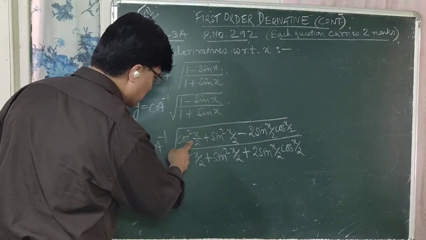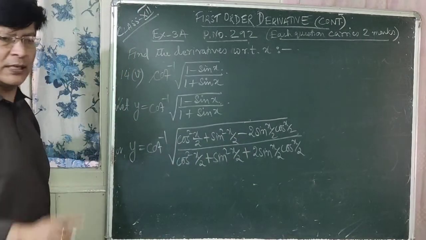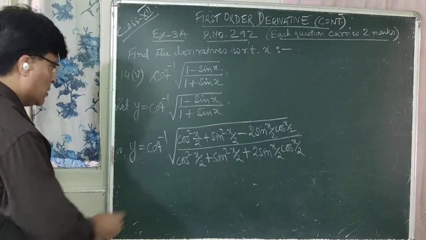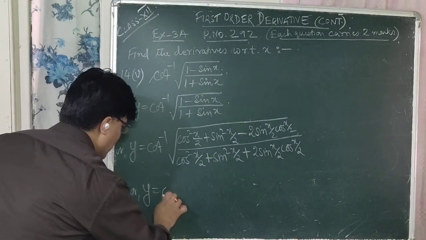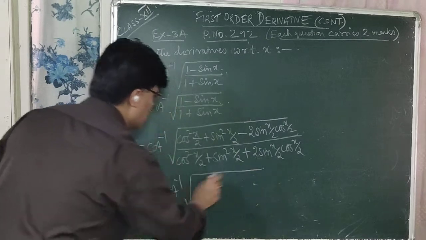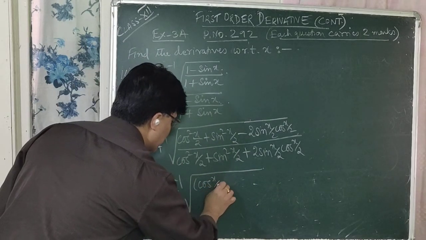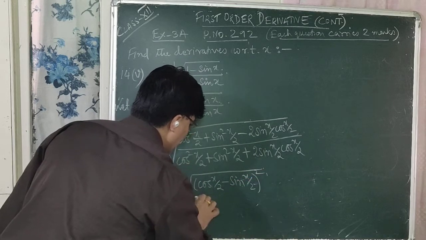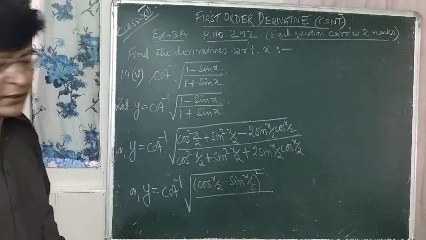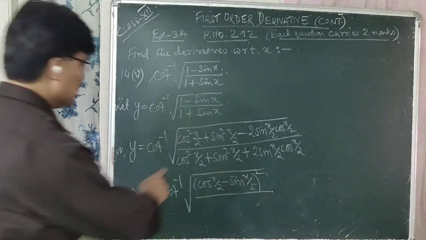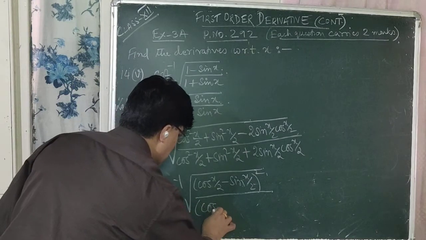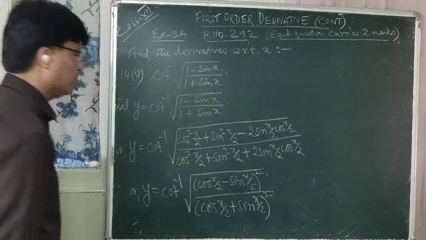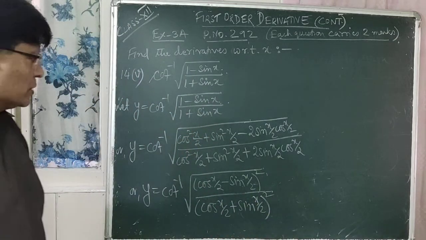You know that in the numerator a square plus b square minus twice ab is a minus b whole square, and a square plus b square plus twice ab is a plus b whole square. So let us write down the formula. Y is equal to cot inverse within square root. So it is cos x by 2 minus sin x by 2, this is whole square, whole divided by, now in the denominator, what do we write? A plus b whole square, right? So cos x by 2 plus sin x by 2 whole square. So this is the simplification, right?